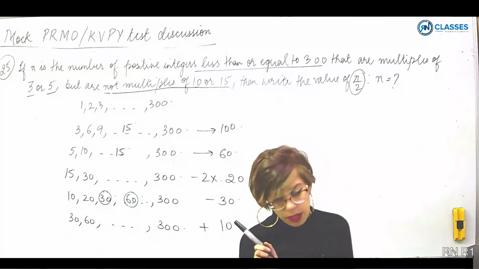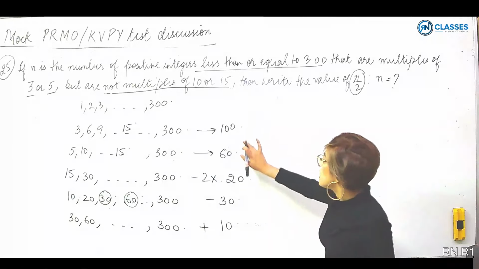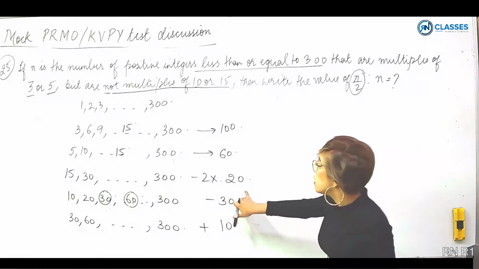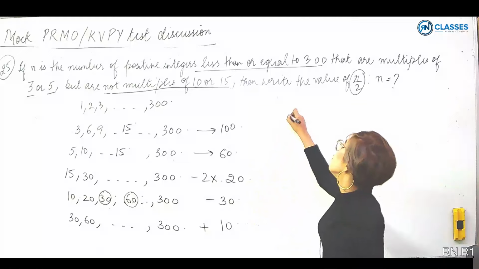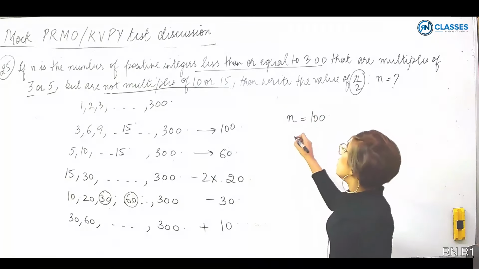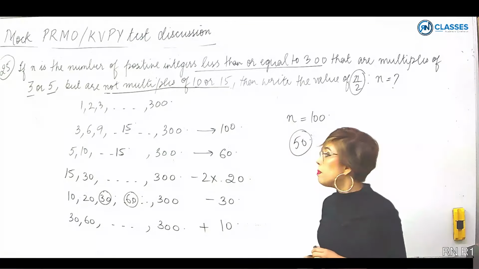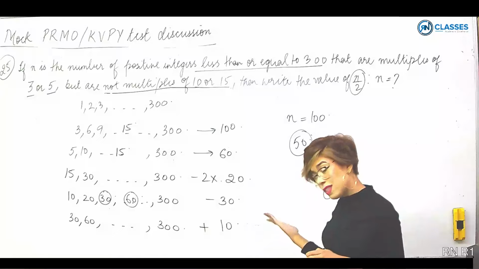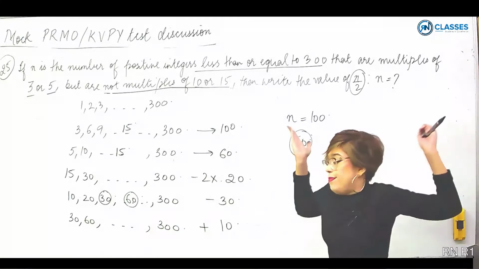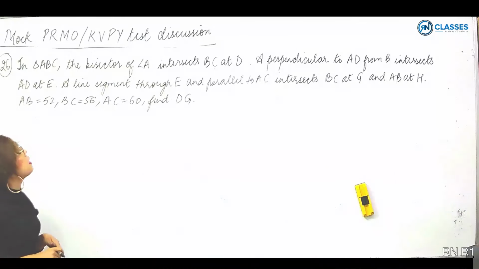By pure logic, you can directly write the answer because that will be 100 plus 60 minus 40 minus 30 plus 10. That will give you n, and n turns out to be 100. N by 2 turns out to be 50. You can use set theory also, but you need set theory when logic is there. Basically, with a simplified version of set theory. Alright, now the next question.